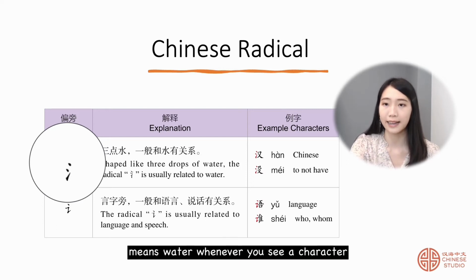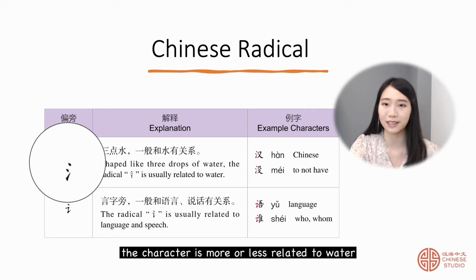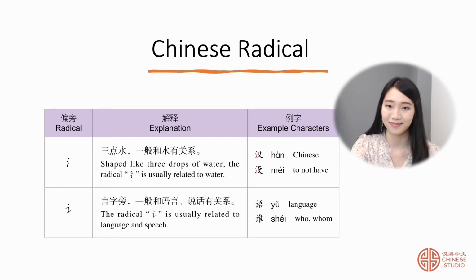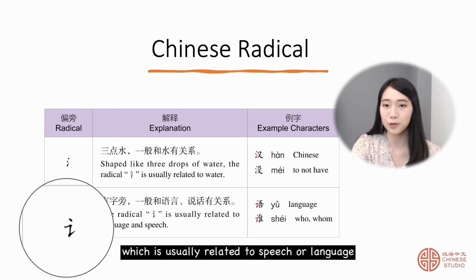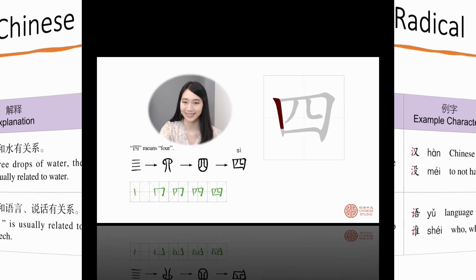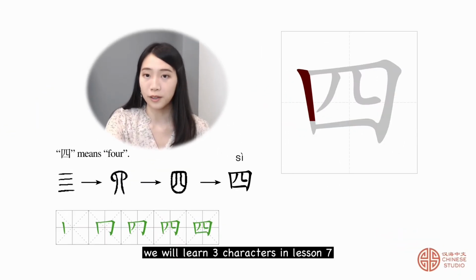Whenever you see a character which has this radical, the character is more or less related to water. The second radical is 言, which is usually related to speech or language. From this slide onwards, we will learn 3 characters in lesson 7.